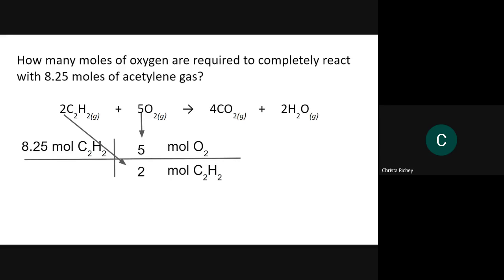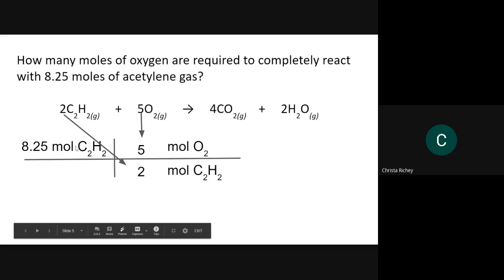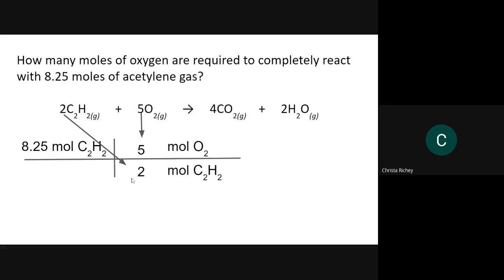You multiply things on the top. Once again, this giant line is a division line. You multiply anything on the top and you divide by things on the bottom. So you would do 8.25 times 5 divided by 2. If you're dividing by one thing, you don't need parentheses. If you're dividing by more than one thing, you do need parentheses. And then I'm going to round to 3 numbers. 8.25 has 3 true digits. And in this case, I'm going to have 20.6 moles of oxygen gas.